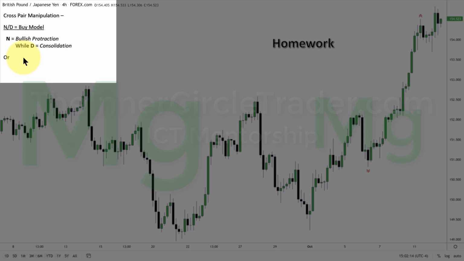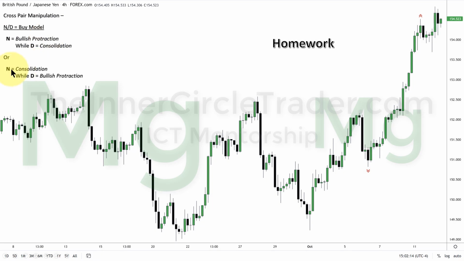Or the numerator, first name in the pair, is held in consolidation, while the denominator, second name of the pair, is in bullish protraction. So in layman's terms, it's what makes a cross equal a buy model when it's bullish, something like this here. One of two things happens. Either the first currency in the pair's name is in a bullish protraction, in other words, bullish, you're expecting it to go higher, not in consolidation, while the second name in the pair is held in consolidation. We need to see, does the pound have this signature here, or does it have this signature here? It's one or the other, okay? So with that idea, let's go into the individual markets.